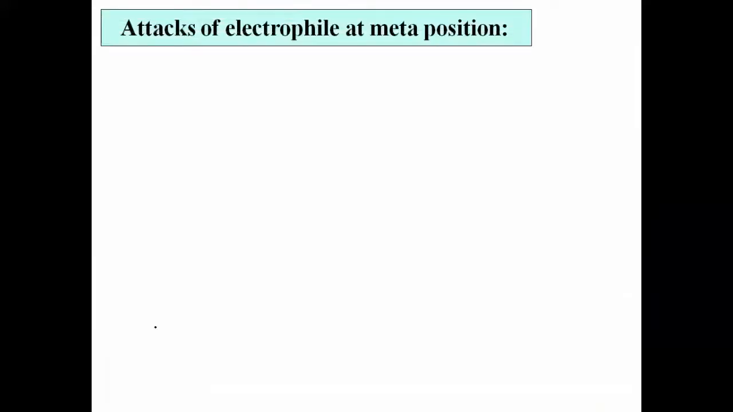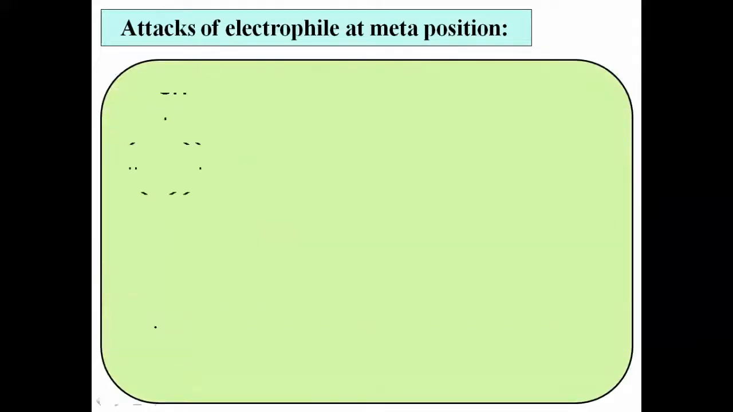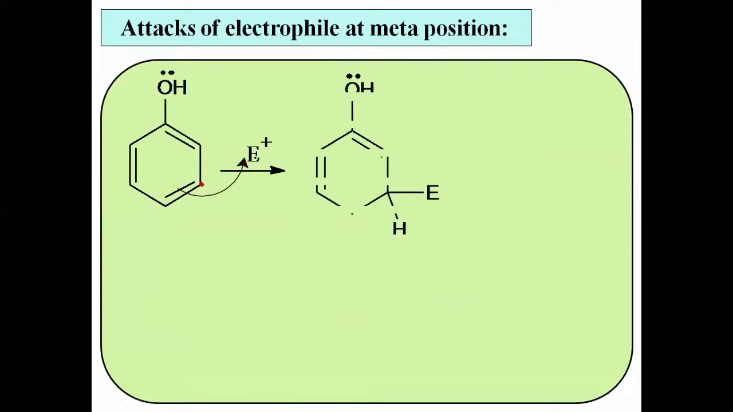Now let us see the third possibility. Suppose electrophile attacks at the meta position in the same case. We will take again the same example, phenol. Now when this phenol comes in contact with the electrophile, and suppose this electrophile attacks at the meta position. Now what happens? This pi bond again undergoes breaking. There is a formation of a new bond between this meta position and electrophile. We get the intermediate. While this carbon already has hydrogen, I have shown that hydrogen.